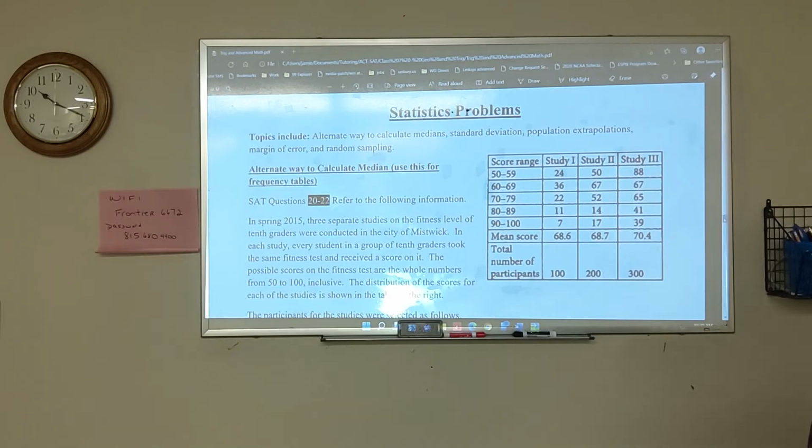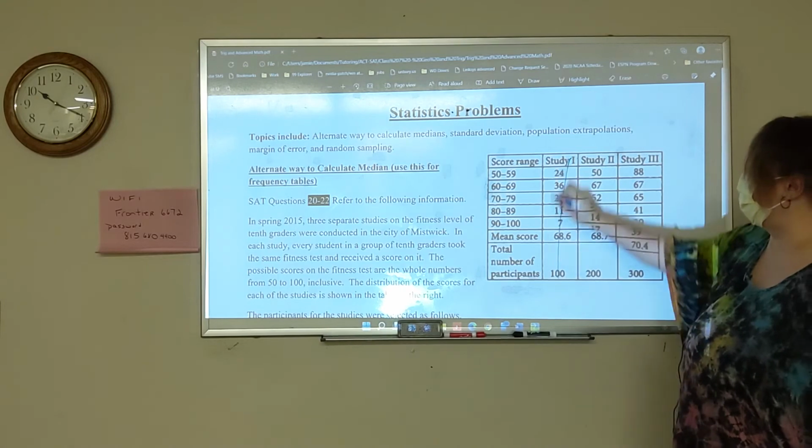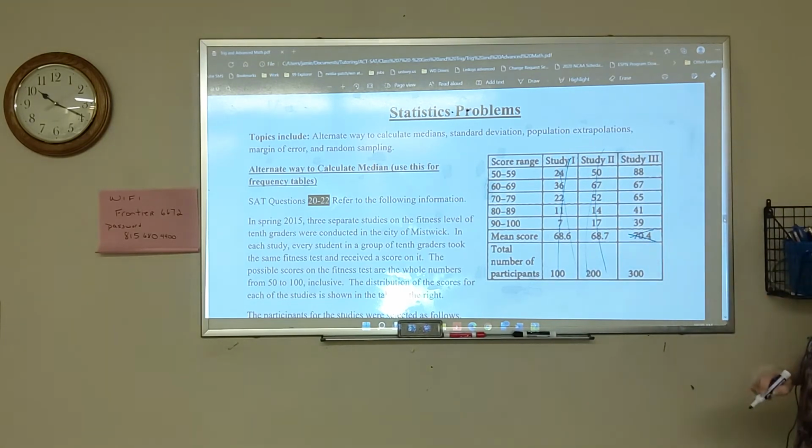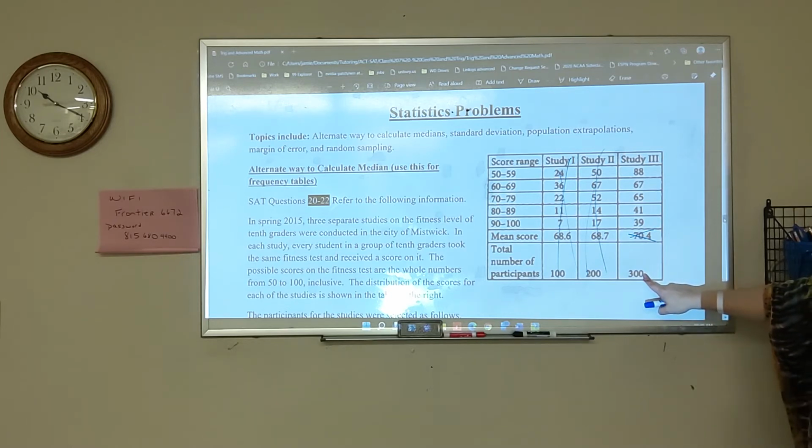So if we go back up to our table here, I'm looking for the median in study 3. So I don't care about 1, don't care about 2. And for study 3, I don't care about the mean. I'm going to get rid of that so I don't accidentally look at it. Study 3 has 300 participants.